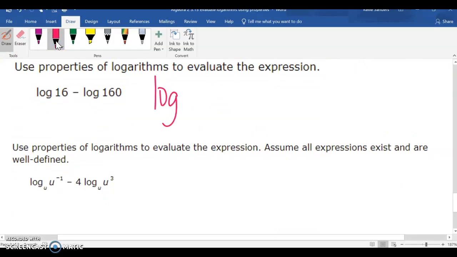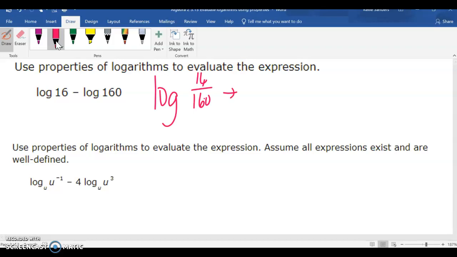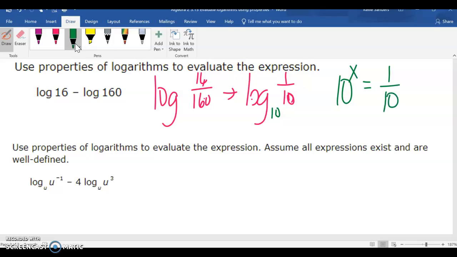Okay, log 16 over 160 is log 1 over 10. All right. Now, you know our base is 10. 10 to the what power will give me 1 over 10? Because this is a whole number and it goes to a fraction, if it's a whole number that goes to a fraction, then this must be negative. And because 10 stayed 10, it's going to be a negative 1. The logs cancel out, and it's a minus negative 1 or a negative 1.